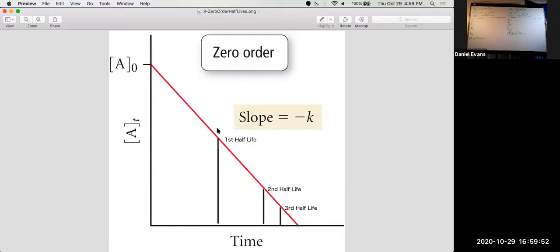So the slope is a negative slope. So that means the slope is negative k. The rate constant is always positive. And the slope for all three of these is just positive or negative of the rate constant. So the rate constant is always the absolute value of the slope.